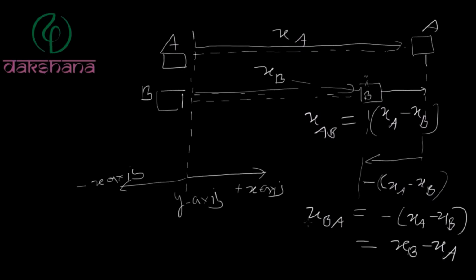So we have defined that the position of A with respect to B is XA minus XB, and the position of B with respect to A is XB minus XA. Let's now move to define all the positions and related velocities in vector form.